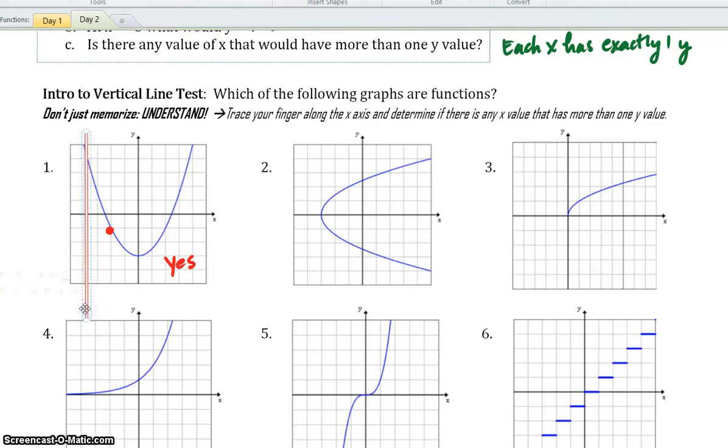If I take my vertical line over to this next graph and ask, does this ever hit more than once? We can see, yes, in fact, it does hit more than once.